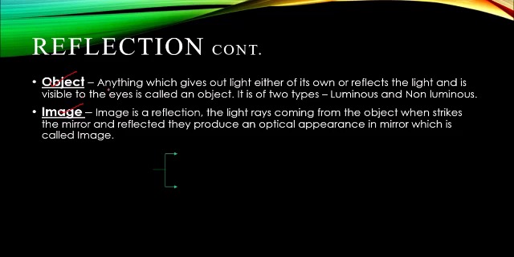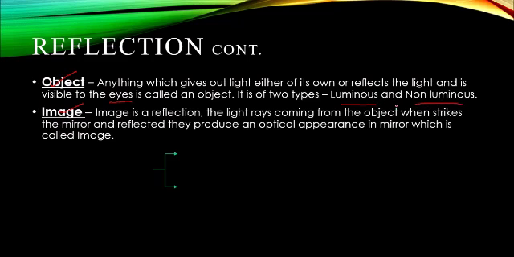So object is anything which gives out light, either of its own or reflects the light, and is visible to the eyes is called an object. So anything in this world which gives out light, either of its own or that of any other object which is reflected by that object, is known as the object. These are of two types, you can say. One is luminous, another one is non-luminous.